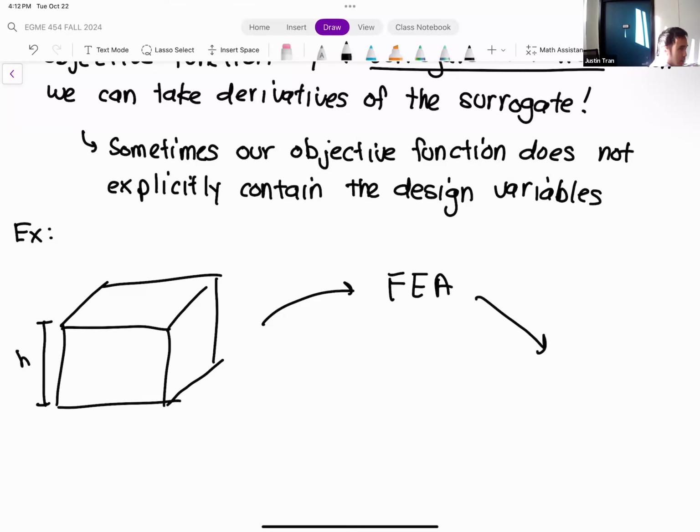You can do that in SolidWorks, you can do that in ANSYS, for those of you in 410 as well. And what you can obtain from this is maybe some kind of factor of safety. So the goal of our optimization might be to maximize the factor of safety of this building. So let's say our objective function, which is a function of h, the height of the building, is going to be our factor of safety.